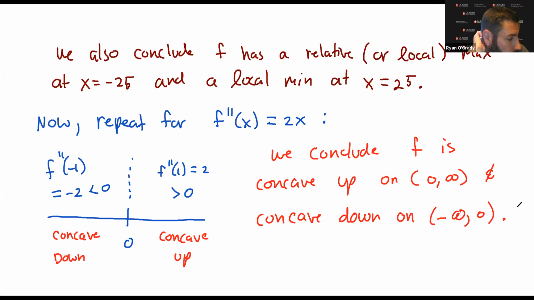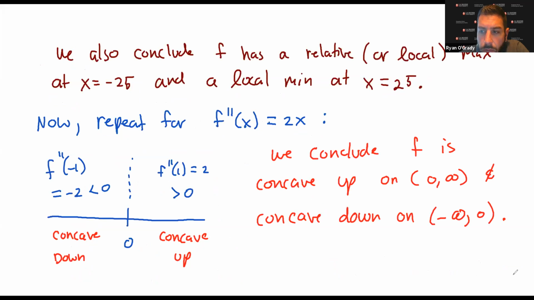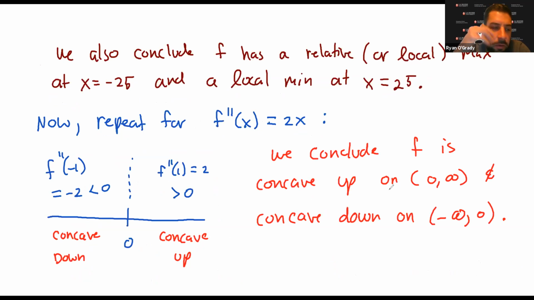So what's nice is we have now answered, if you go back here, we started by asking, can we do this? And we've answered A, B, C, and D so far. What about E? Well, there are no asymptotes because we have a polynomial. So our original function is a polynomial. There cannot be any asymptotes for polynomials.